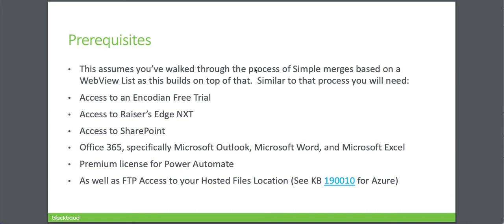We're also, as part of that, going to assume that you have access to Raiser's Edge NXT, SharePoint, Microsoft Outlook, and Microsoft Word, your premium license for Power Automate, as well as access to your FTP folder. See Knowledge Base article 190010 for how to get to that in Azure.